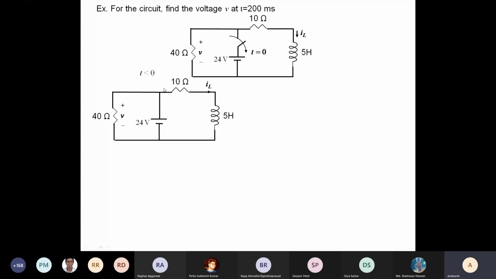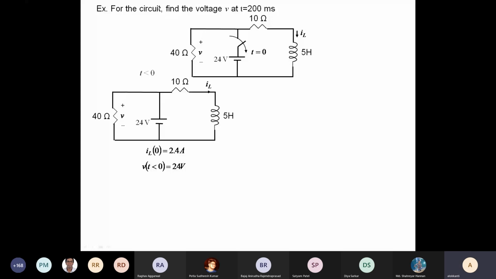So IL0, that means at t equal to 0, the inductor current is nothing but 24 volts by 10 ohms, which is 2.4 ampere. And if you consider V at t less than 0, V is the voltage across the 40 ohm resistance. So at t less than 0, that is before the switch is operated, the whole 24 volts is applied across the 40 ohm resistance. So V at t less than 0 is basically 24 volts.